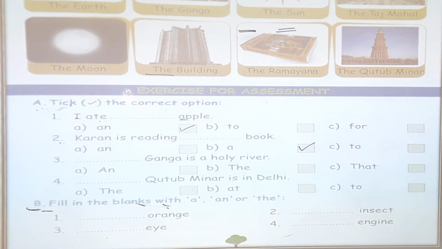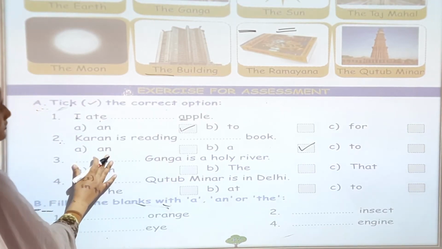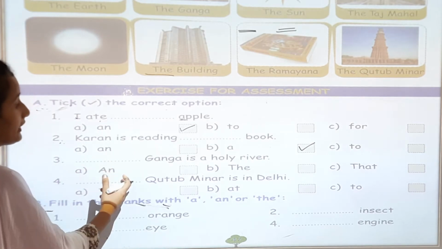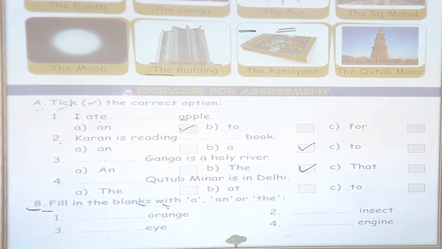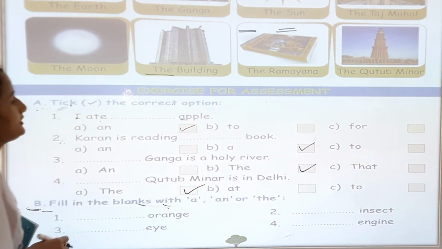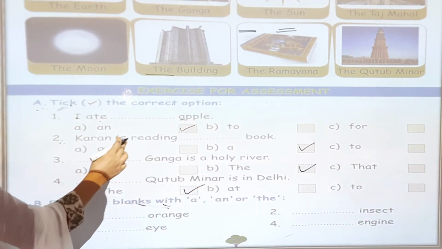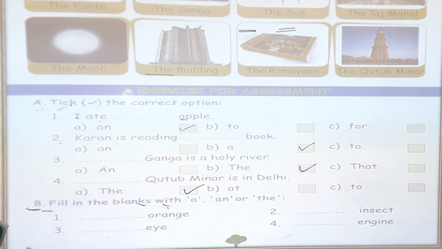The Ganga is a holy river. So this is a name, so we are using the Ganga because this is a place name. That's why we are using the. Dash Qutub Minar is in Delhi. Because of the place name we are using the Qutub Minar. Like this we have to use. With a vowel we use an, with a consonant word we use a, and for a place or a book or natural things we use the.